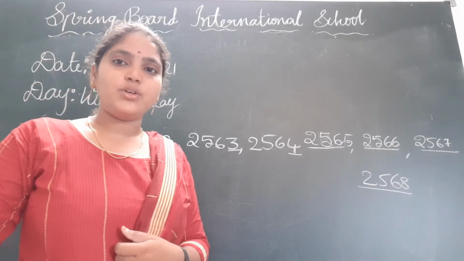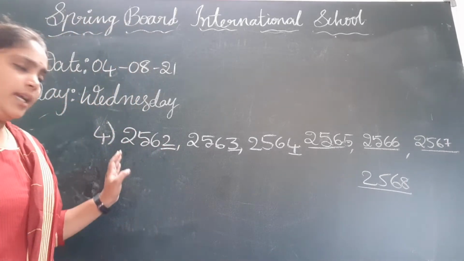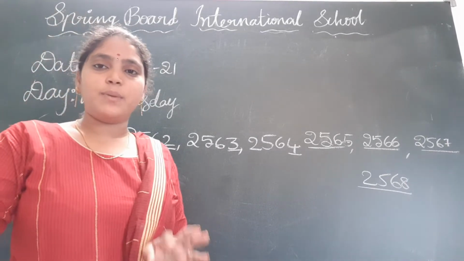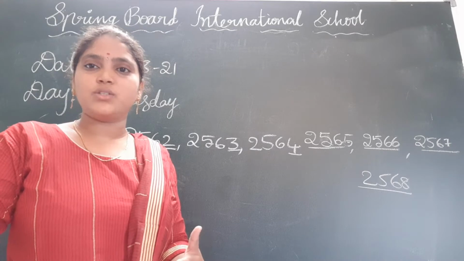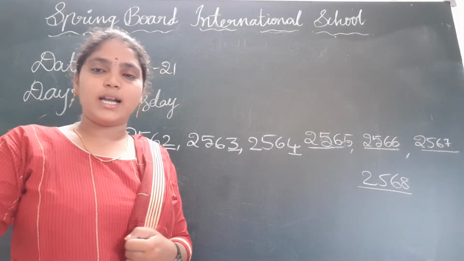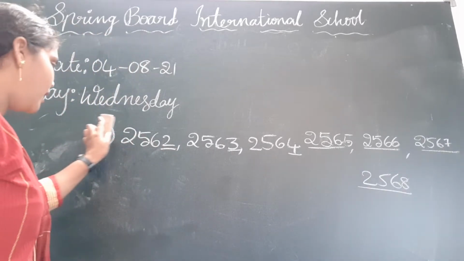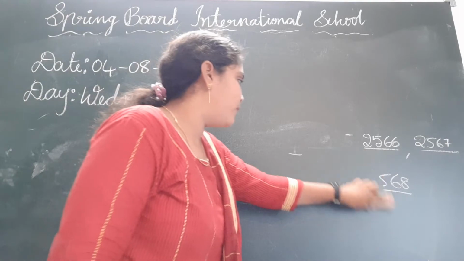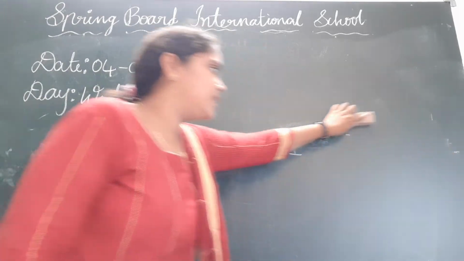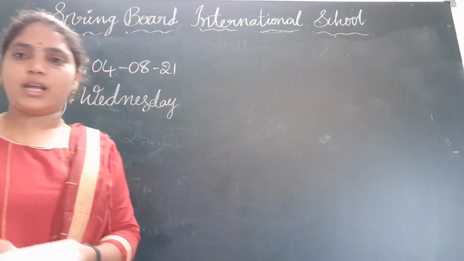2568. So you just have to check first which place of the digit is changing. Is it ones place, tens place, hundreds place or thousands place? You have to check it, and then check whether it is increasing or decreasing. If it is increasing, you have to add 1 and then 1 and write. If it is decreasing, we have to decrease by 1 each time and write.